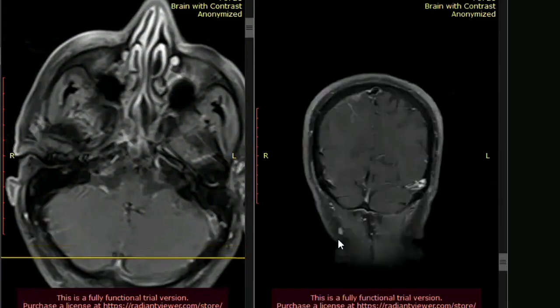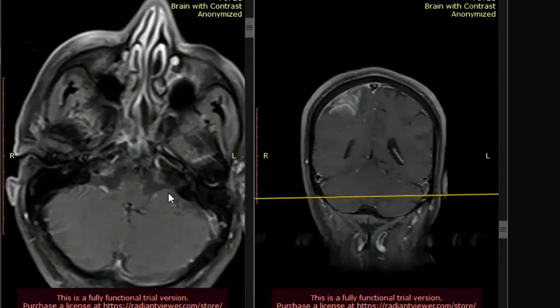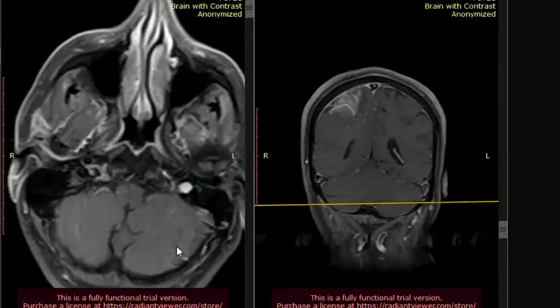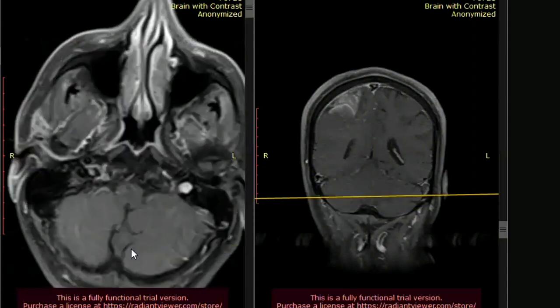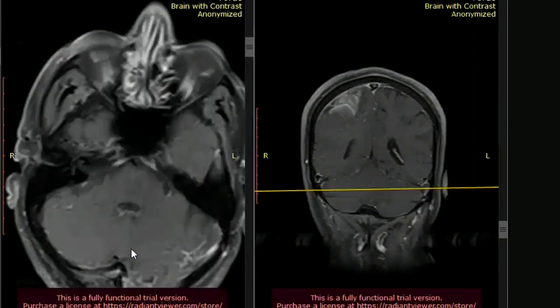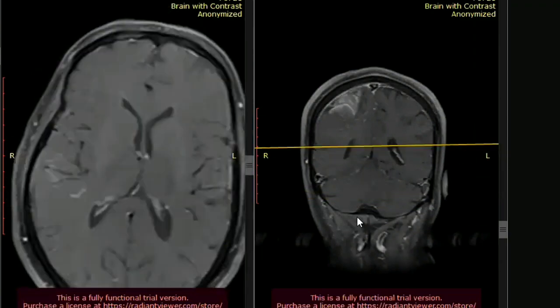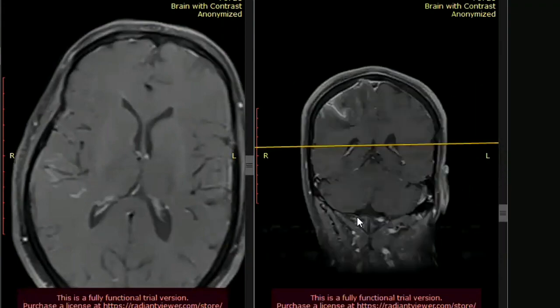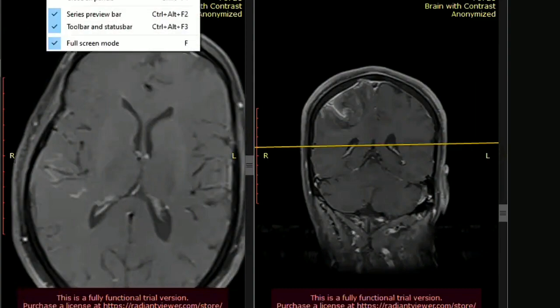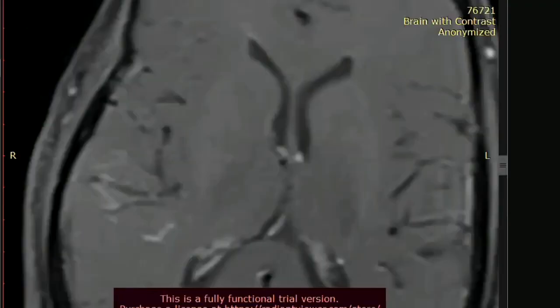Ma'am, can I see the axial contrast image again? This is the internal jugular vein. Ma'am, I cannot appreciate the right internal jugular vein. If I can see that particular view of the vessels, there is a mild surrounding peripheral enhancement.